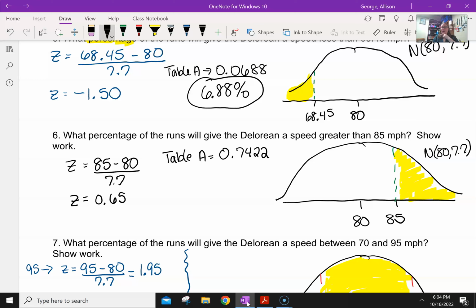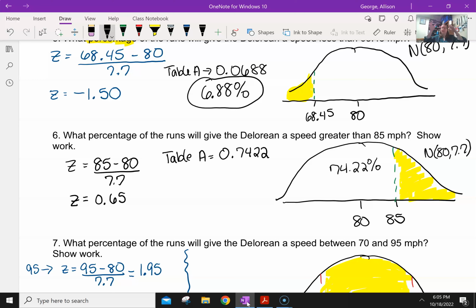So as a percent, that would be 74% of our data. If you look at that yellow shaded area, does that feel right? That's not 75% of our data. That's much smaller. Well, if you remember, I said table A only shows the stuff to the left. So what that means is this is 74.22%. So we have to figure out what the yellow side is.